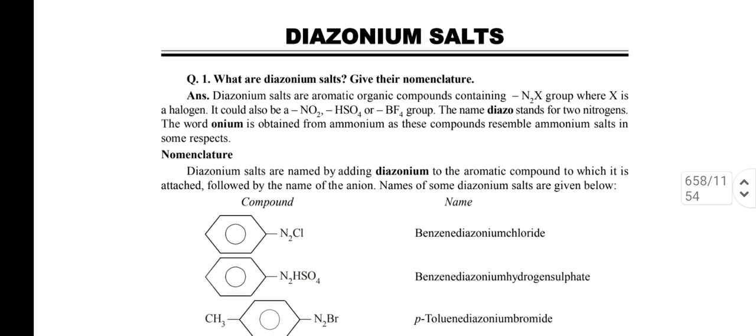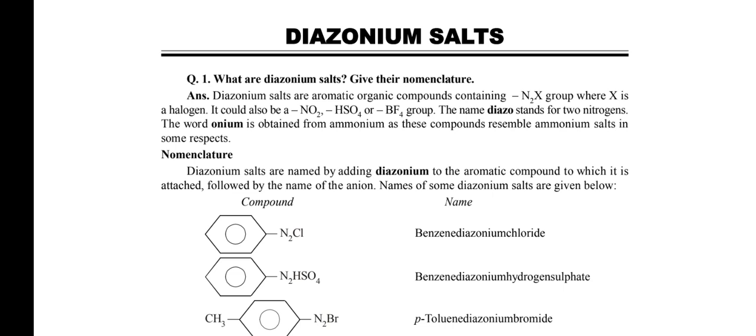Question number 1. What are diazonium salts? Give their nomenclature. Diazonium salts are aromatic organic compounds containing the N2X group, where X is a halogen. It could also be a NO2, HSO4 or BF4 group. The name diazo stands for two nitrogens. The word onium is obtained from ammonium, as this compound resembles ammonium salt in some respects.